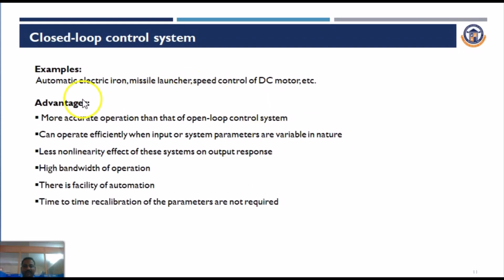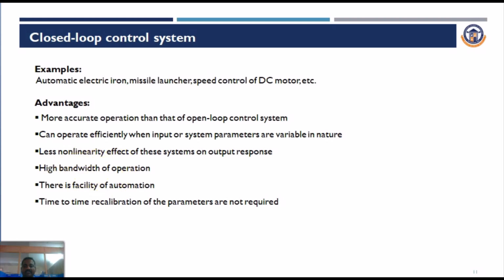So what are the examples of a closed loop control system? That is automatic electric iron, then missile launcher, speed control of a DC motor, etc. These are all the best examples of closed loop control systems. Next, the merits of closed loop control system. First one is more accurate operation than that of open loop control system. Second, it can operate efficiently when the input or system parameters are variable in nature. Less nonlinearity effect on output response, and a high bandwidth of operations.